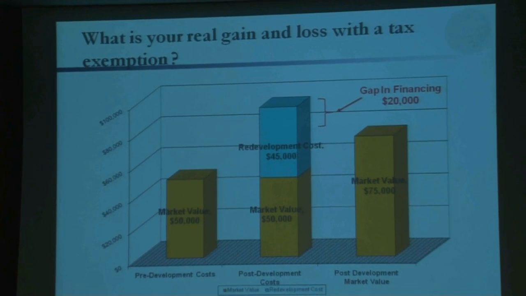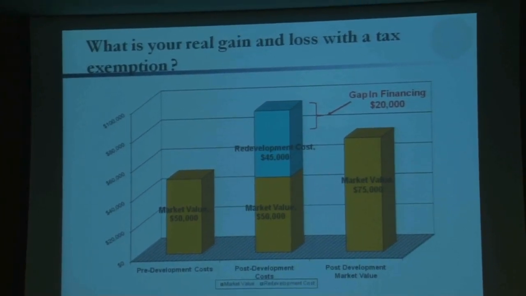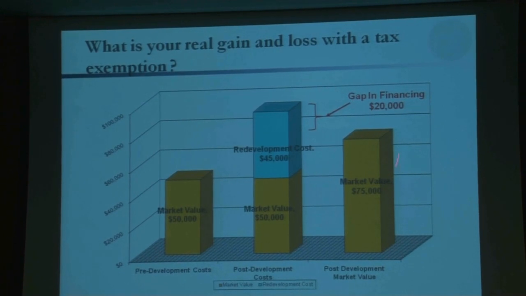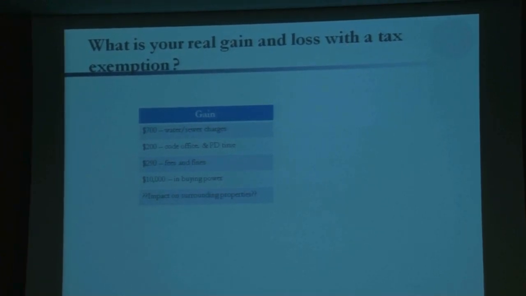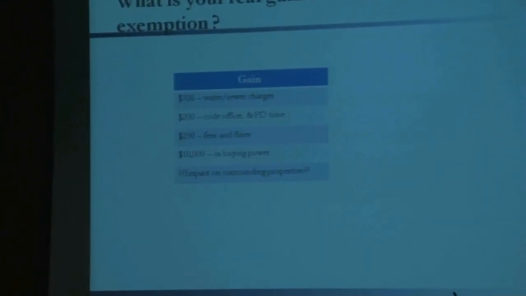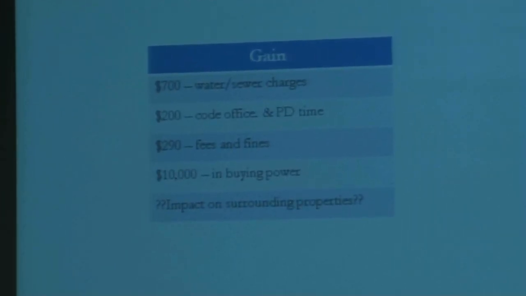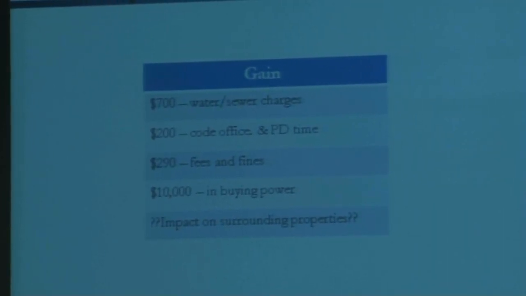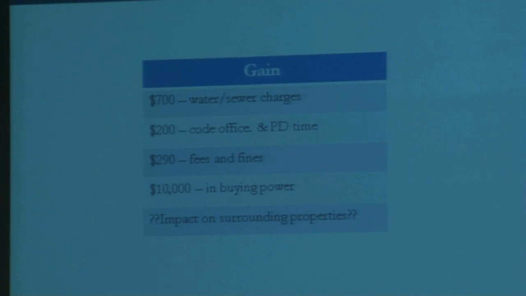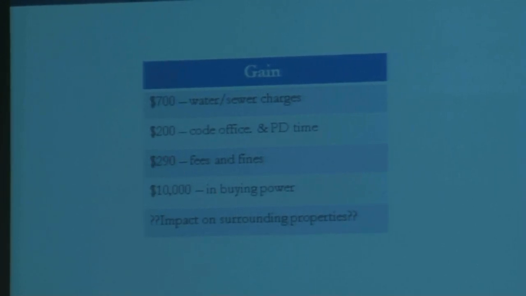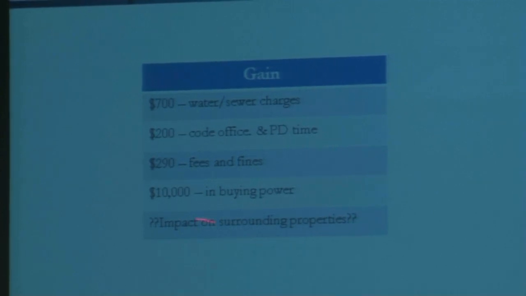So this is the scenario right here. $95,000 investment, market value of $75,000, but we want to abate this right here. We want to abate it. So the gain is that the property's redeveloped and we're getting $700 in water and sewer money again. That wasn't there before. The gain is we're no longer spending $200 on 5 code visits and 1 PD visit to the property. The gain is we're no longer paying $290 in fines and fees to clean it up. The gain is conservatively you're getting $10,000 of buying power back in the property. And the gain is, I don't know what that is, but I'm sure there's a benefit, right? The property is now fully occupied and maintained and hopefully invested in. So hopefully everybody's property values around it are maintained or go up.